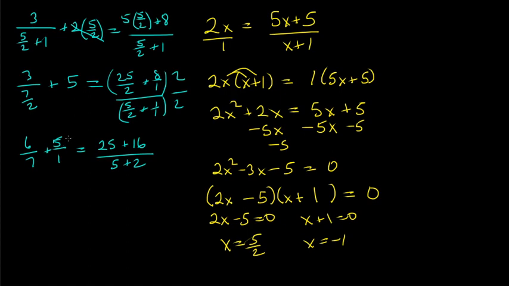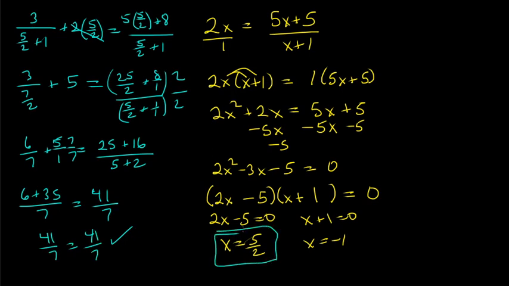On the left side, let's multiply by 7 over 7. So we get 6 plus 35 over 7, which is 41 over 7, since 6 plus 35 is 41. And on the right we get 41 over 7. So 41 over 7 equals 41 over 7. That's certainly true. So there we go, 5 over 2 is correct.